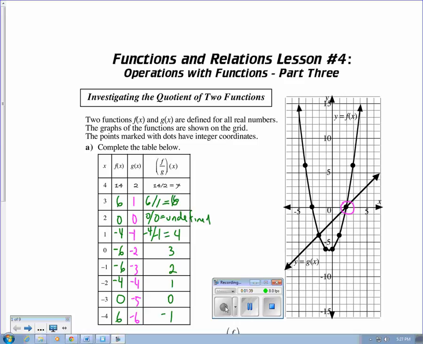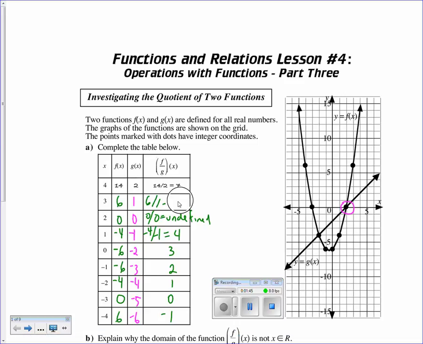So check out the divisions. 6 divided by 1 is 6. 0 divided by 0 gives me a problem that's undefined. -4 divided by -1, and then moving through the rest of the divisions. -6 divided by -3 is 2. -4 divided by -4 is 1. All the way down to the bottom.